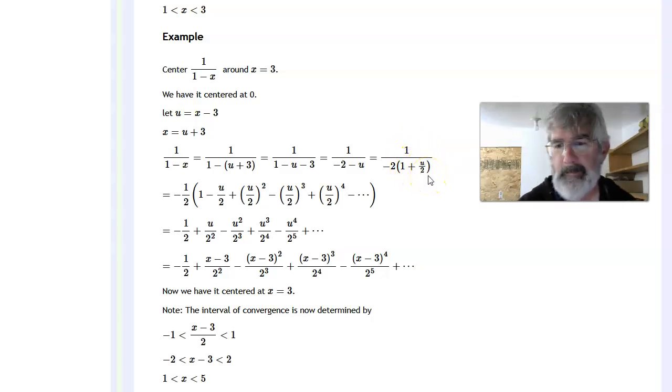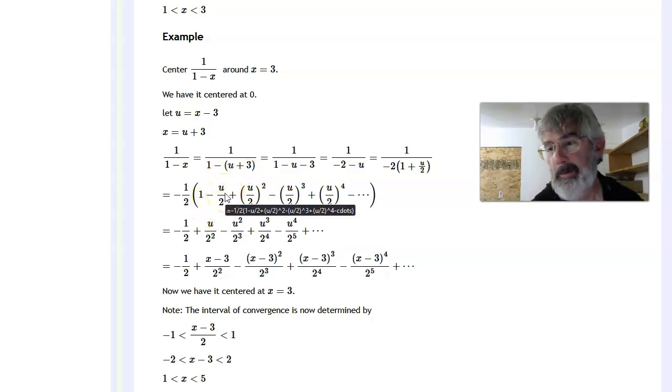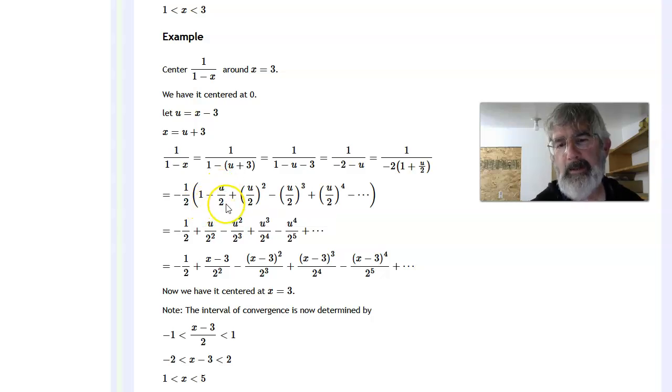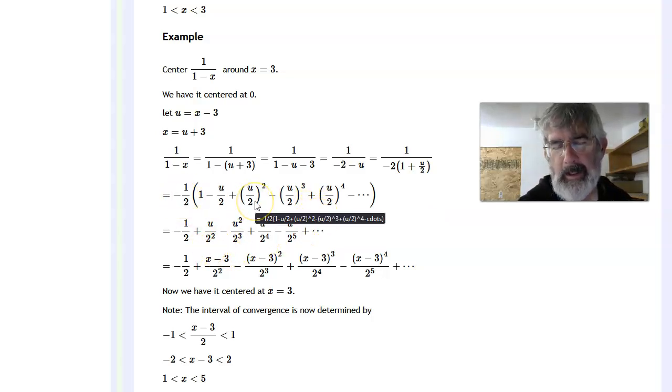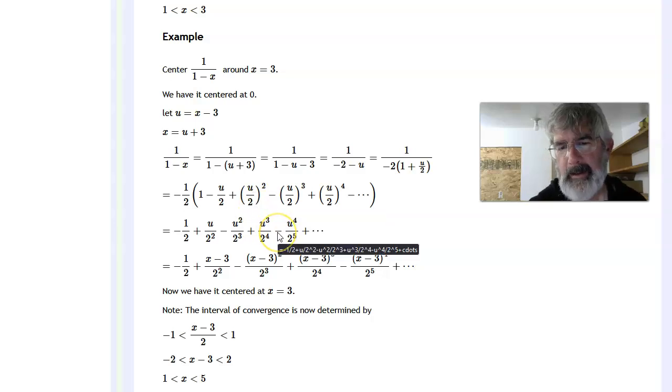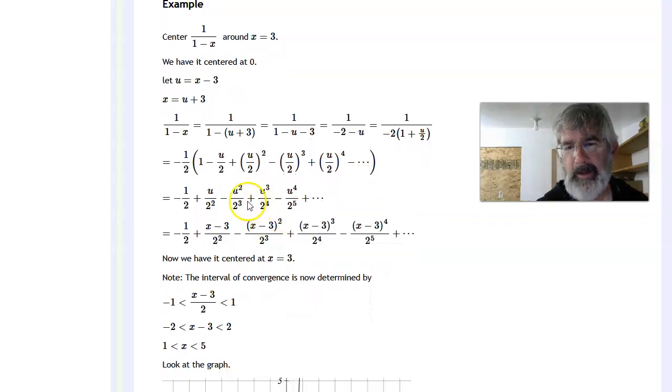This looks like the previous one, but instead of just a u there, I've got a u over 2. So the u over 2 is going in place of what was the x originally, right? So 1 minus u over 2 plus u over 2 squared minus u over 2 cubed, and so on. Then distributing the minus a half back in there, I get this, and then replacing the u with x minus 3, I've got a Taylor polynomial for 1 over 1 minus x, but now it's centered at x equals 3.